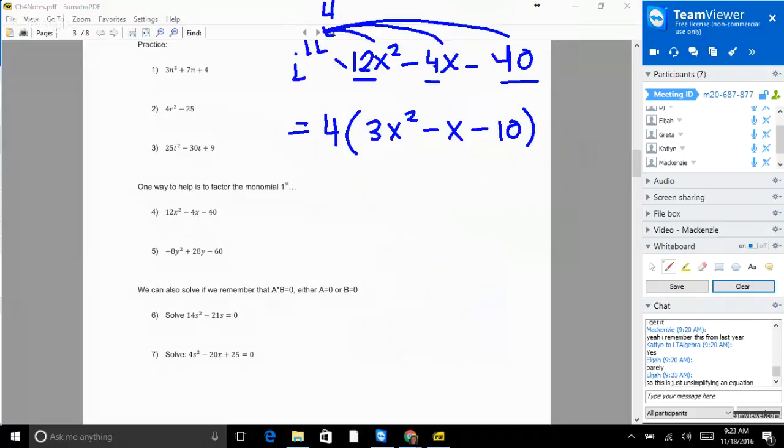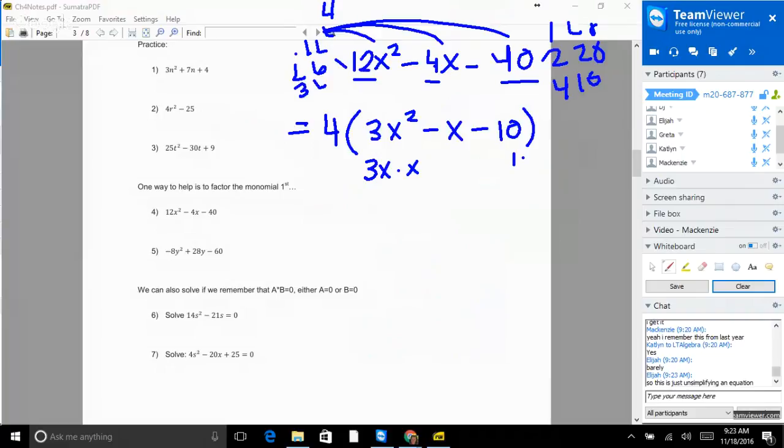You've got 2 and 6, you've got 3 and 4, and then 40 has all kinds of factors, right? 1 and 40, 2 and 20, 4 and 10. We've got all kinds of factors there. What we've done is we've simplified a little bit, and we're able to have fewer factors that we have to deal with. For example, 3x squared, the only way to make 3x squared is 3x times x. Okay, and then 10 has a few more factors, but not as many.